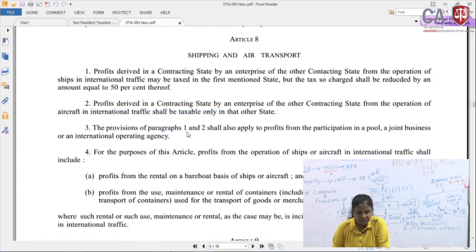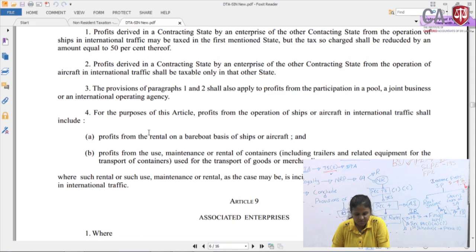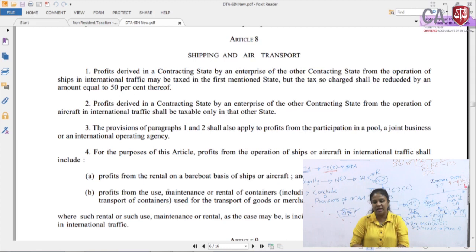Third one, the provision of paragraphs 1 and 2 shall also apply to profit from the participation in a pool, a joint business or an international operating agency. Then, for the purpose of this article, profit from the operation of ships or aircraft in international traffic shall include the profit from the rental on a bareboat basis of ships or aircraft and profit from the use, maintenance or rental of containers used for the transport of goods or merchandise. Okay, then this is on ship and air transport.